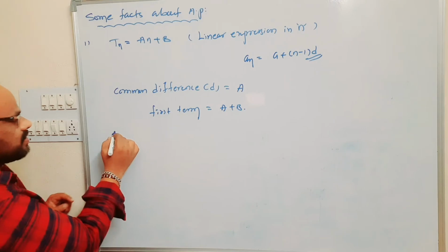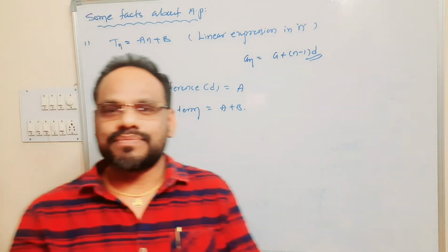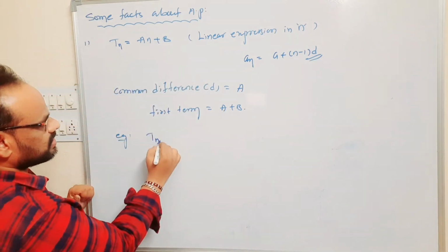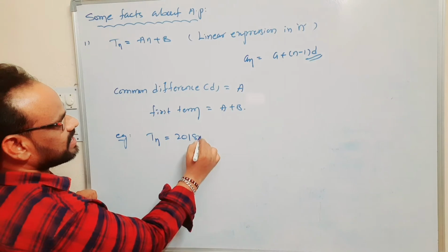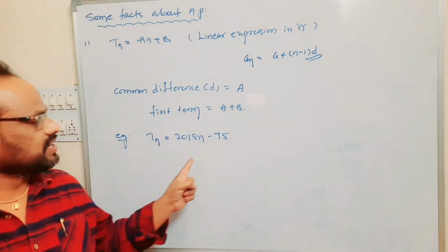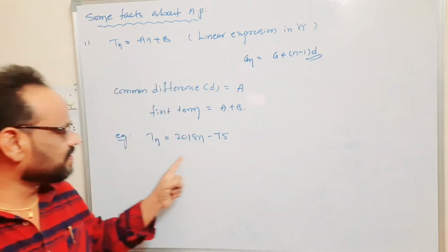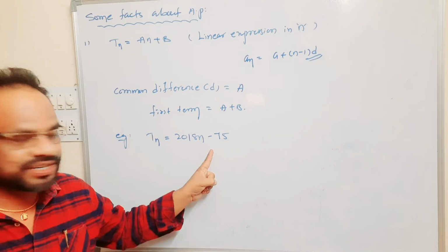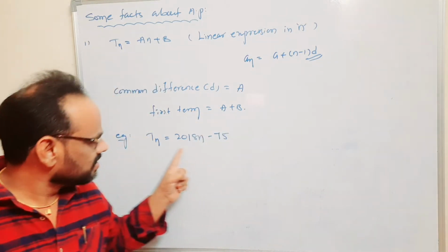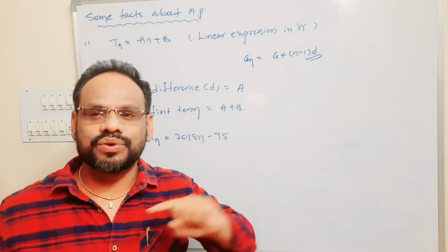Take one example. If the nth term of the sequence Tn is equal to 2018n minus 75, is given. Clearly it is a linear expression, so the given sequence is always in arithmetic progression, no doubt at all.